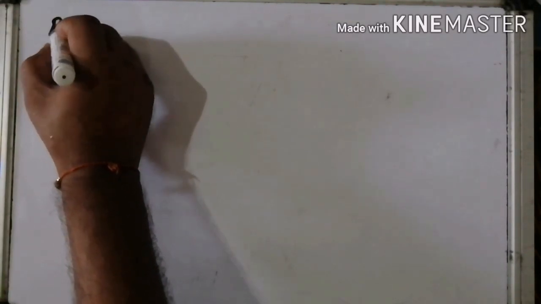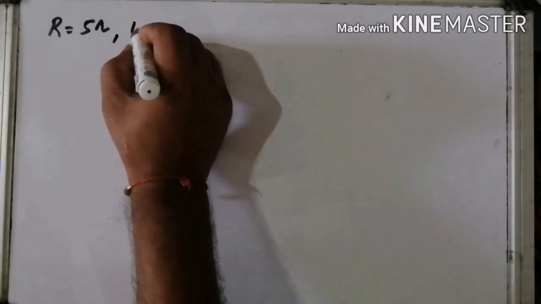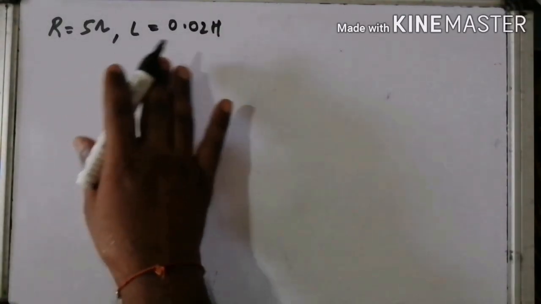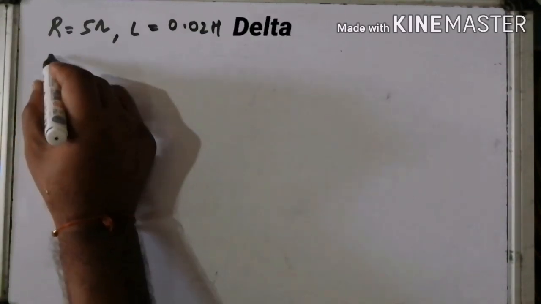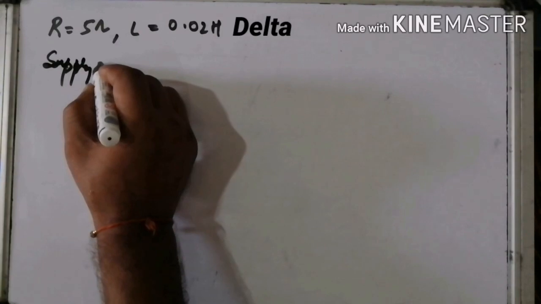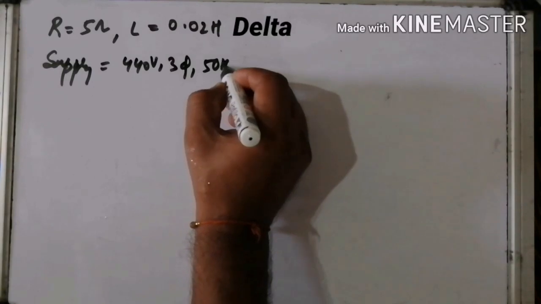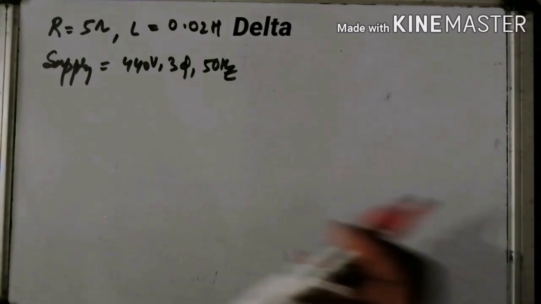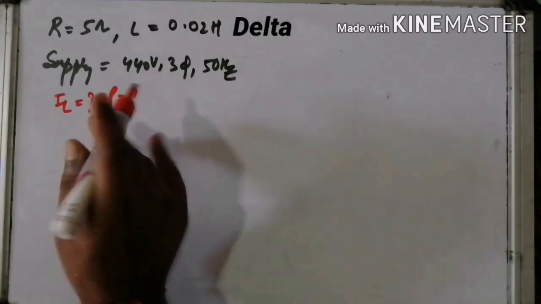Now according to the question, the value of resistance is 5 ohm and inductance is 0.02 Henry. Such type of three similar coils are connected in delta to a supply of 440 volt, 3 phase and 50 hertz. Calculate line current and power absorbed.